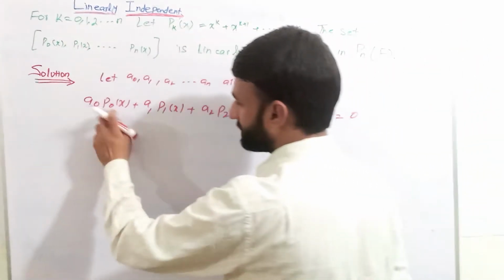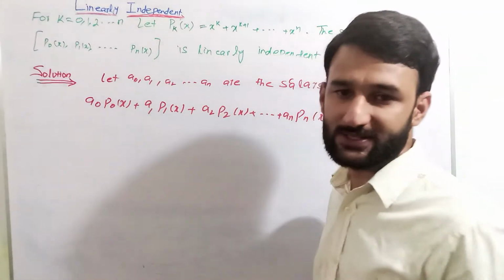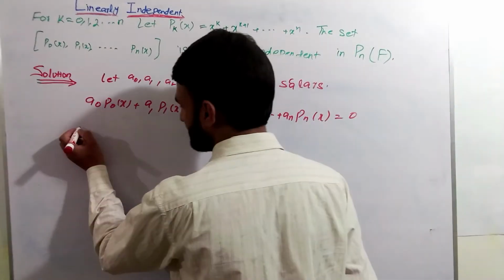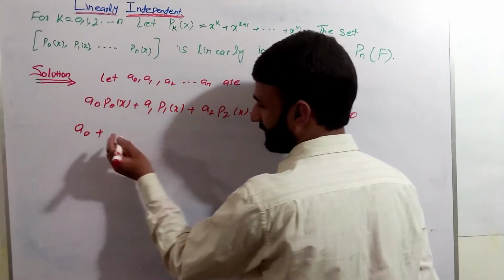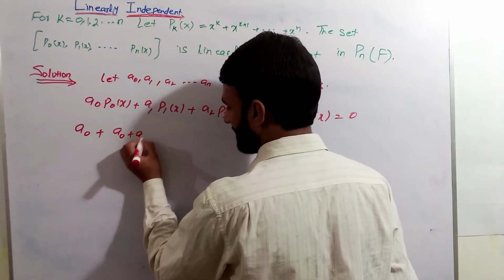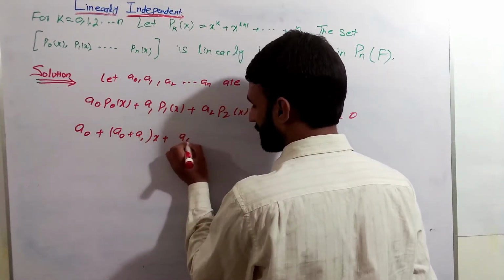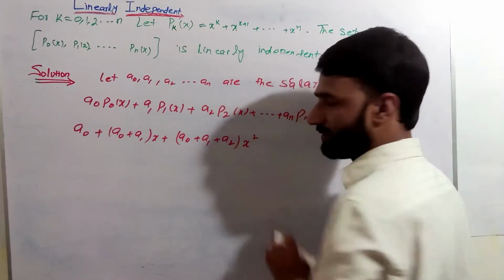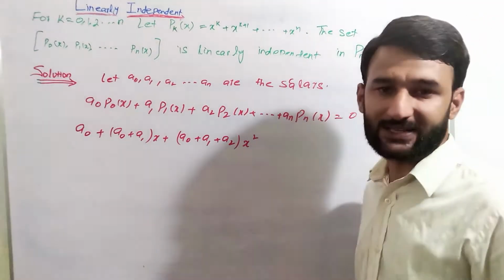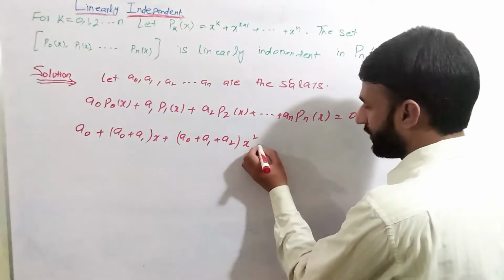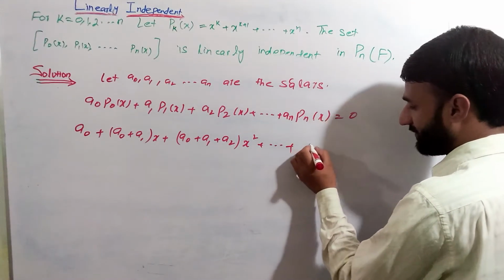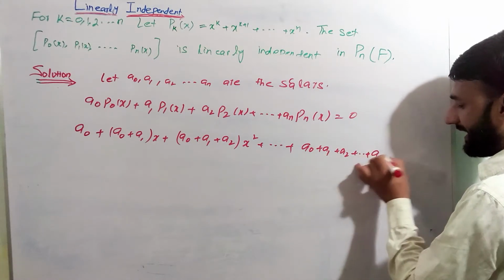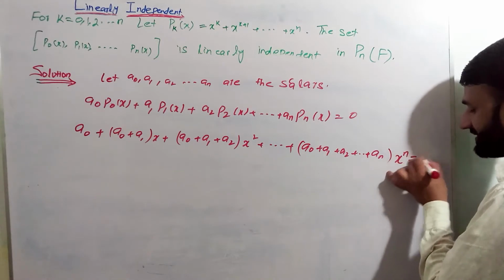Here p0 of x is the term with variable power 0, so it is written as a0, plus a1 into x, plus a2 x squared. The polynomial starts from a0, a1, a2, so generalizing, we write a0 plus a1 x plus a2 x squared and so on, plus an x power n, is equal to 0.